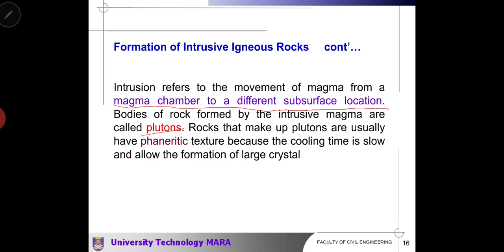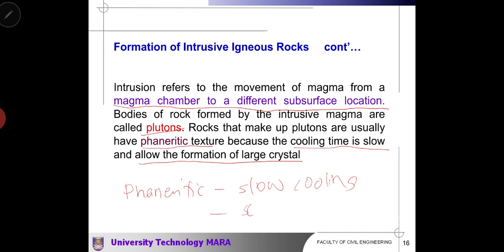Most Pluton formations usually have phaneritic texture because the cooling time is slow, and it allows the formation of large crystals. So you can highlight the texture is phaneritic, because of the slow cooling process, which results in coarse grain texture. So we need to know about Plutons right now.